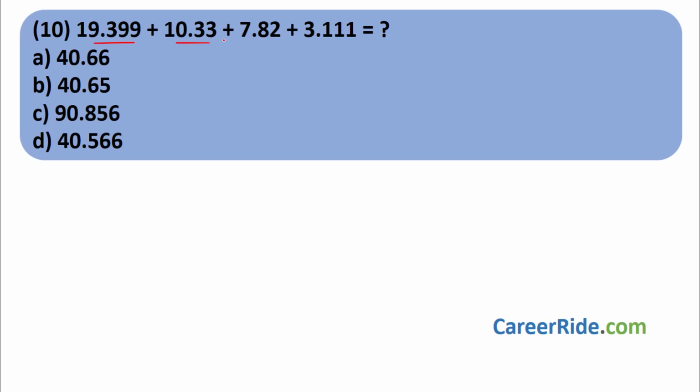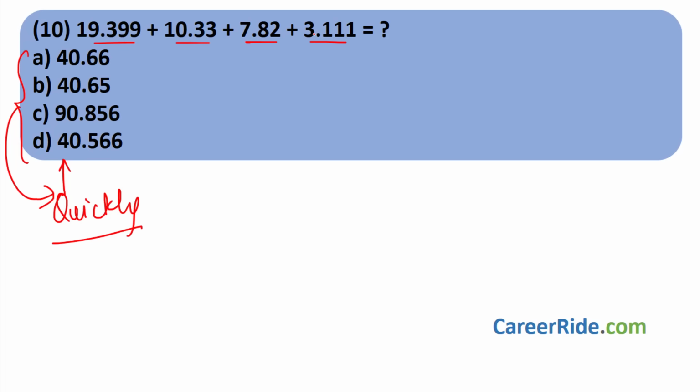19.399 plus 10.33 plus 7.82 plus 3.111 is equal to A 40.66, B 40.65, C 90.856, D 40.566. Now I have included this sum on purpose over here along with options, because I want to show how we can use the options to our advantage to solve the sum quickly. Okay, let us see how to solve it quickly. Now they have given this. Now 19 plus 10 is 29 plus 7 is how much?